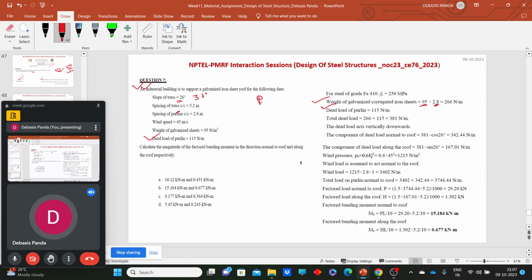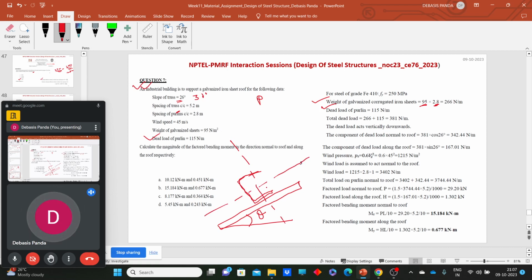So what should be the normal component and what should be the vertical component? If I draw this and look for the components, we can see it. So this is the rafter portion. This is the inclination angle of rafter with respect to the vertical portion. And if the purlin is here, say let's say a channel section I am using as a purlin, it has an axis here and here.